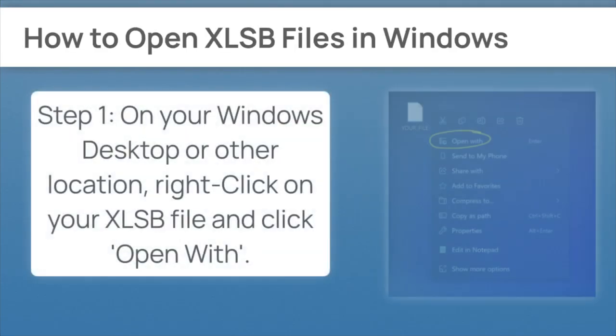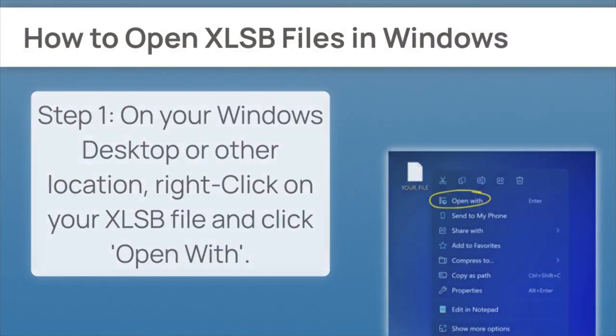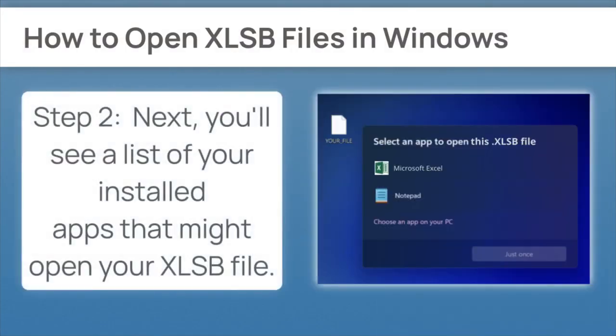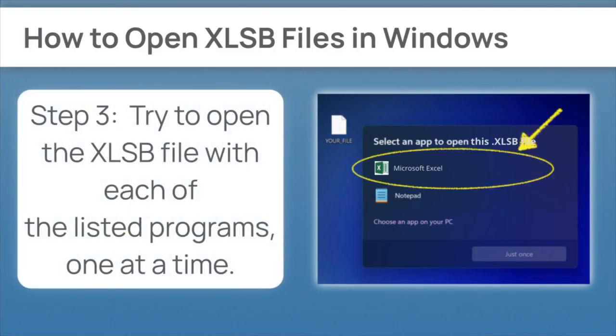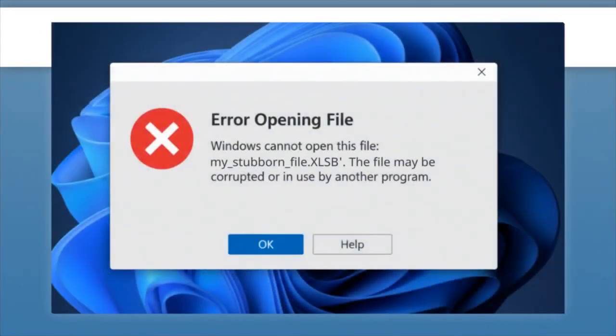We're performing an initial software compatibility check. Right-click your XLSB file and choose Open With. Test Microsoft Excel first. If it's not there, select another program. This process often yields a quick solution. When your XLSB file does not open, it is usually a small issue.